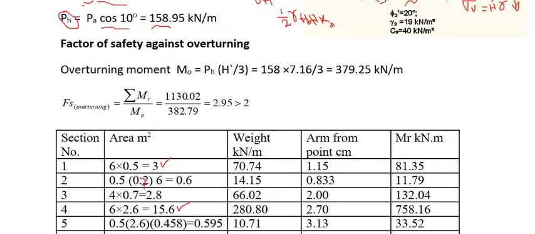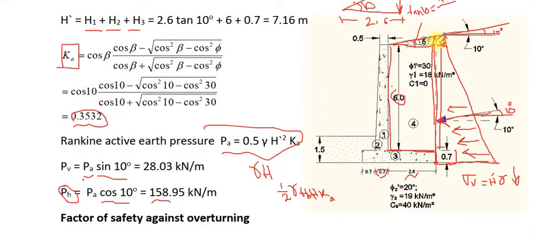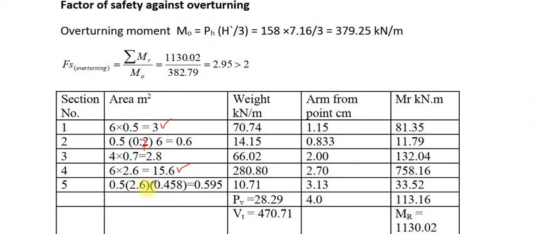Section 5 is this distance, 2.6 tan 10 multiplied by 2.6 over 2. 0.5 multiplied by 2.6 multiplied by 2.6 tan delta, tan 10, tan beta equals 0.595.